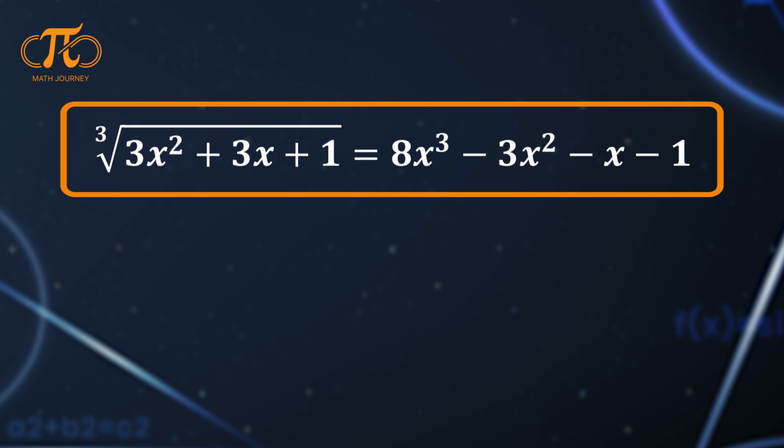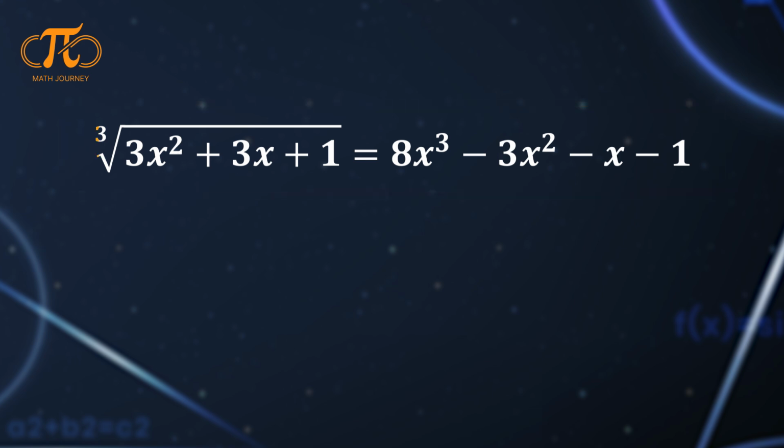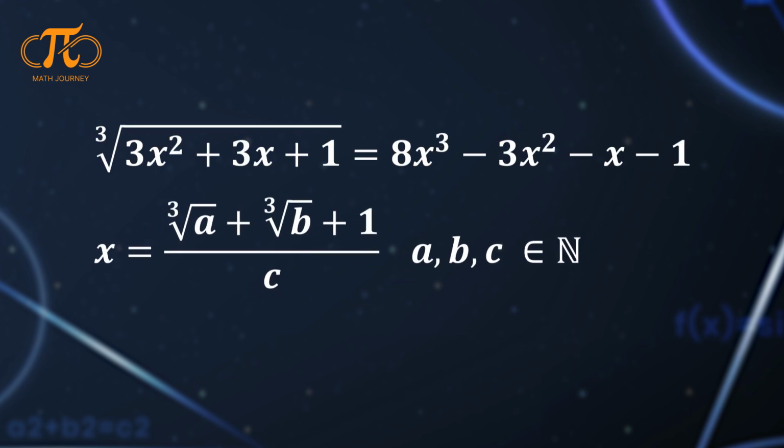Here's the problem we're going to solve today. We need to find the value of x in this equation: cube root of 3x squared plus 3x plus 1 equals 8x cubed minus 3x squared minus x minus 1. And we need to express x in the form x equals cube root of a plus cube root of b plus 1, divided by c, where a, b, and c are natural numbers. Our goal is to find the sum of a plus b plus c.